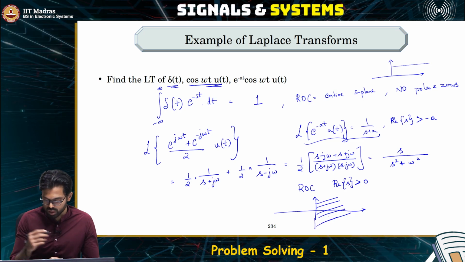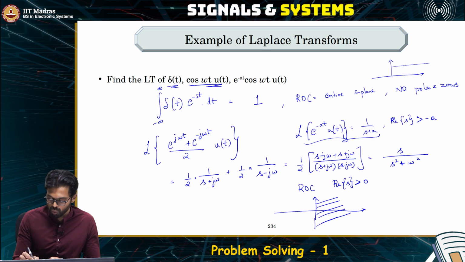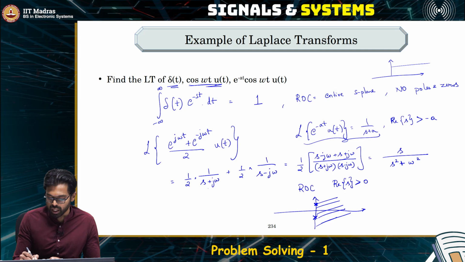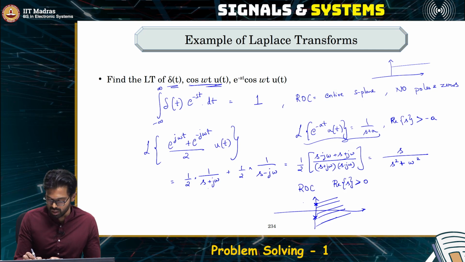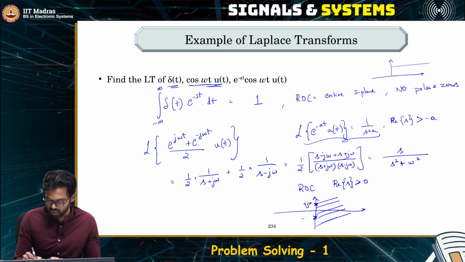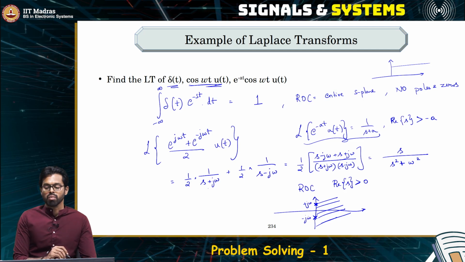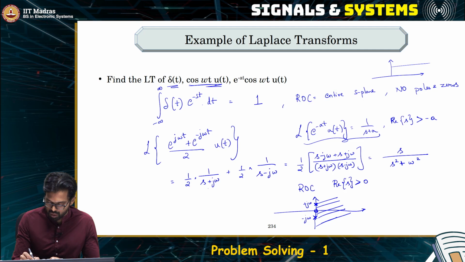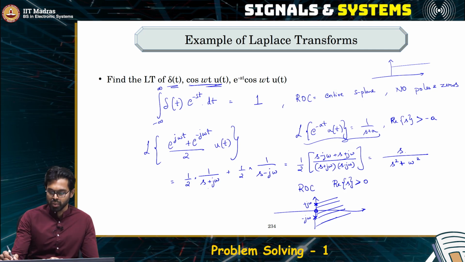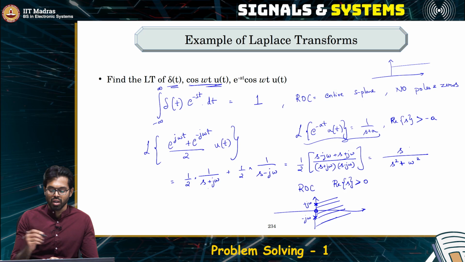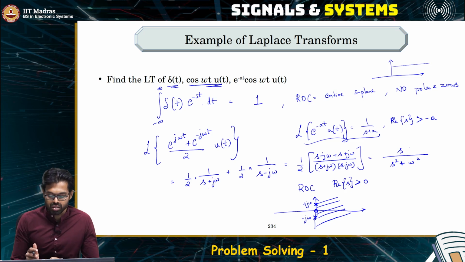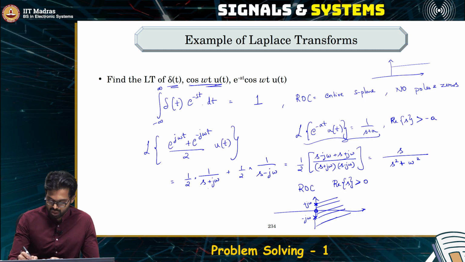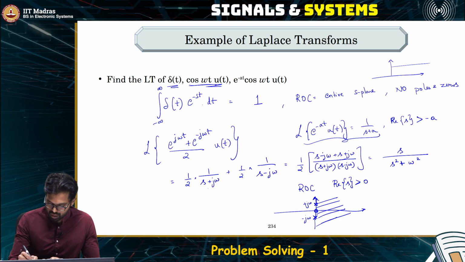And where are the poles? We have two poles here, one at plus j omega, another one at minus j omega. And where is the zero? There is a zero at 0. Okay, this is s minus 0, right? So the ROC here is to the right of the rightmost pole, and it does not include the j omega axis.